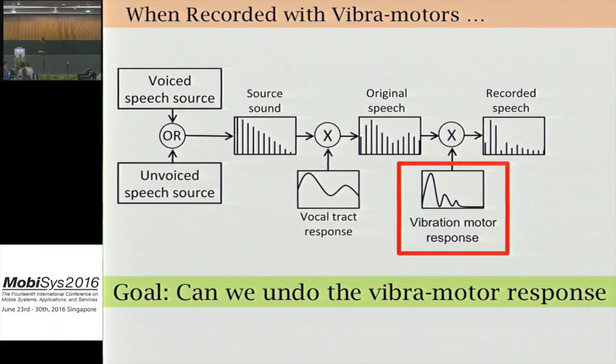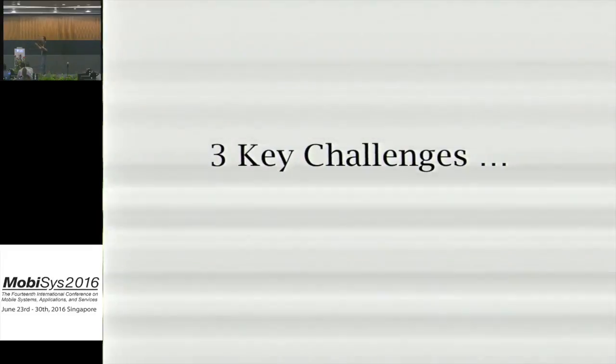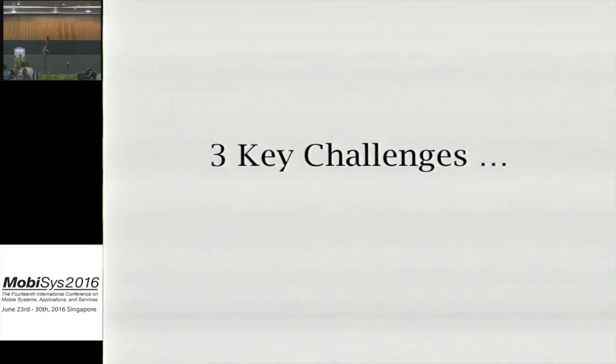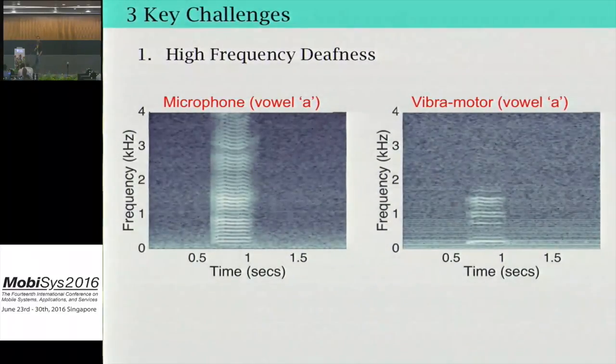Okay? Good. So there are three key challenges in addition to several engineering and hacking that we needed to do. The three key challenges are as follows. First is high frequency deafness. The vibration motor is a pretty stiff device that is not meant to listen to human speech.